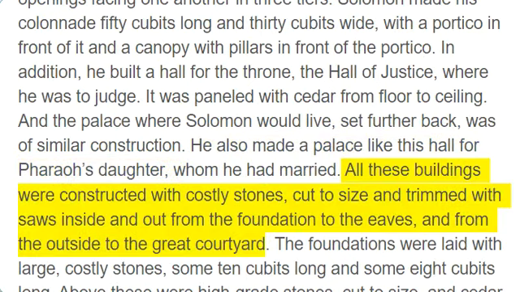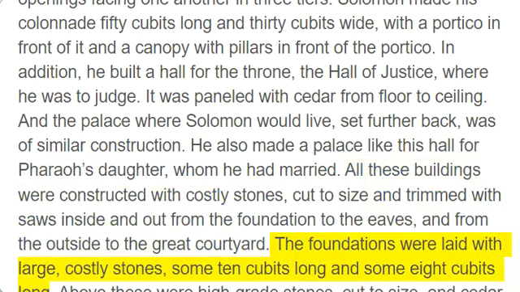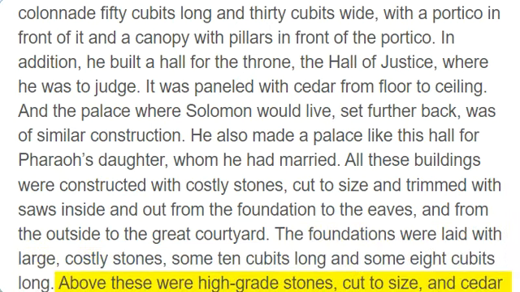All these buildings were constructed with costly stones, cut to size and trimmed with saws inside and out from the foundation to the eaves, and from the outside to the great courtyard. The foundations were laid with large, costly stones, some 10 cubits long and some 8 cubits long. Above these were high-grade stones, cut to size, and cedar beams. The great courtyard was surrounded by 3 rows of dressed stone and a row of trimmed cedar beams, as were the inner courtyard and portico of the house of the Lord.